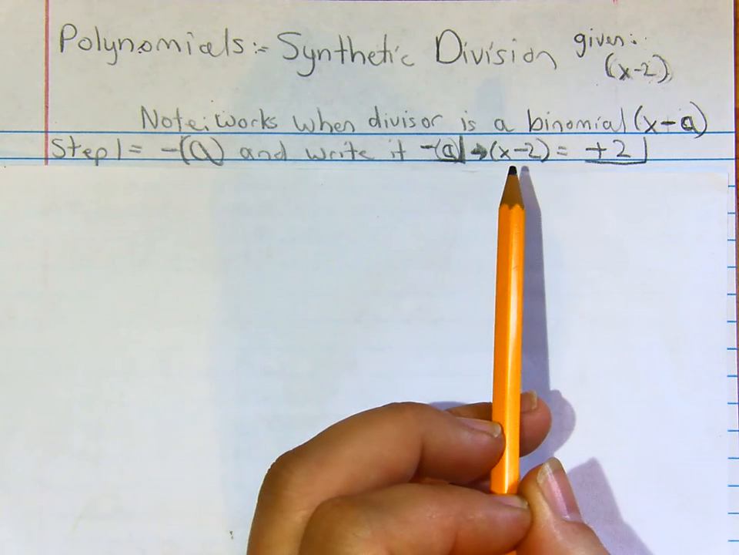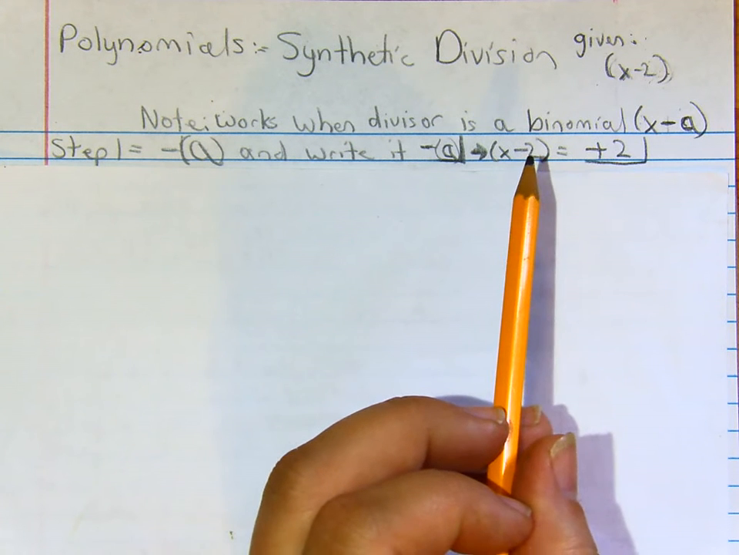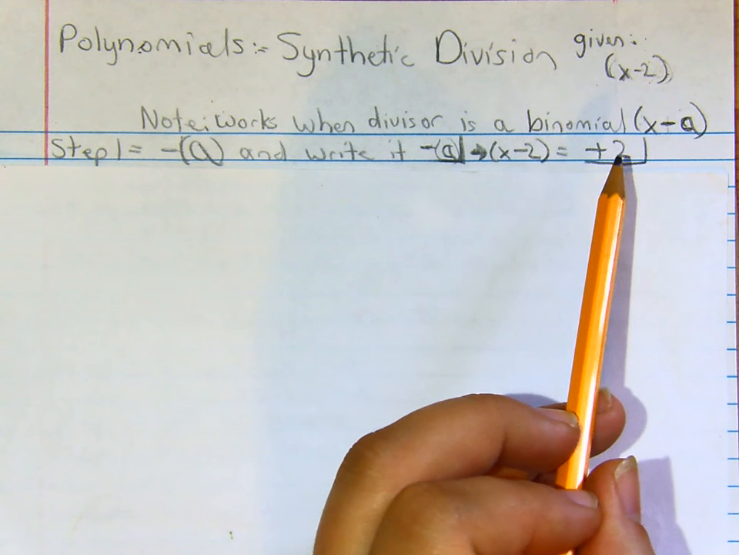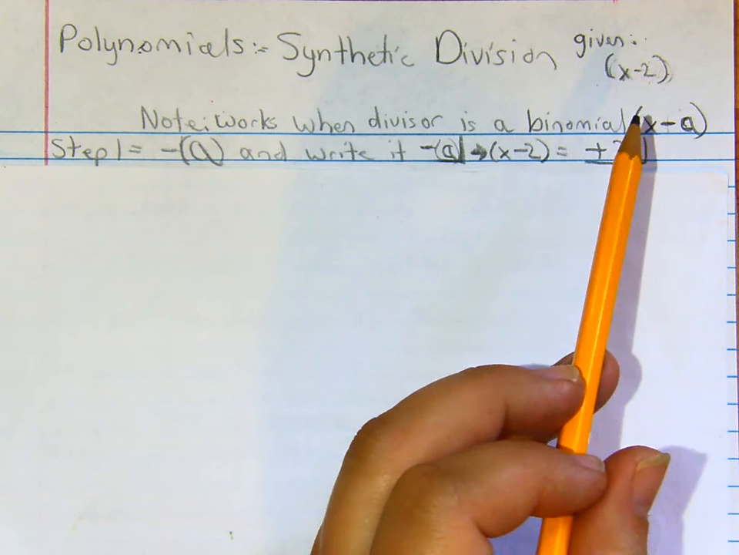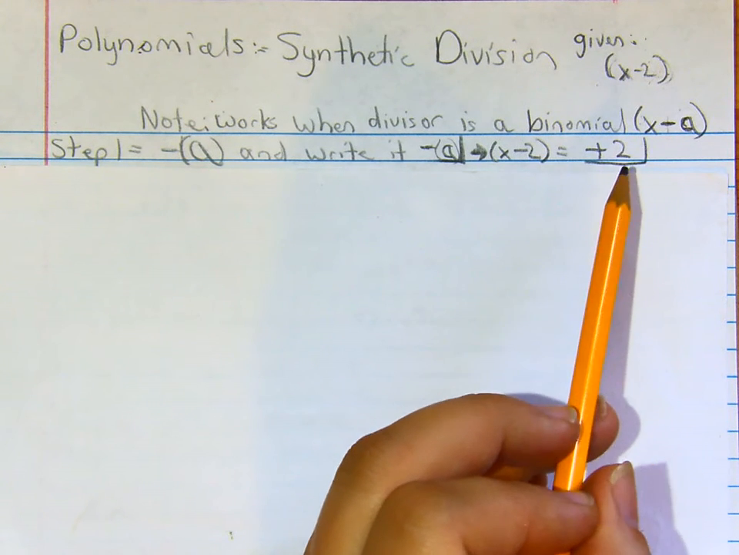So given our example of x minus 2, we're going to write down plus 2 and then set up what is kind of like an inverted division box. Basically, what we have going on here separates it out.